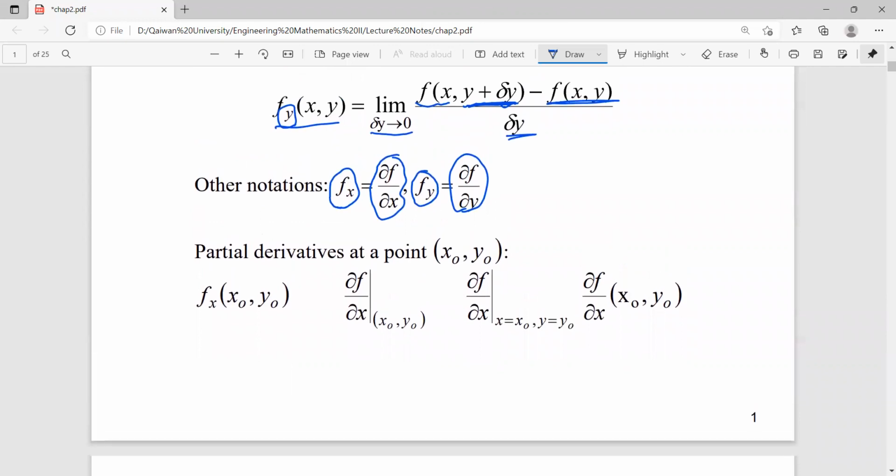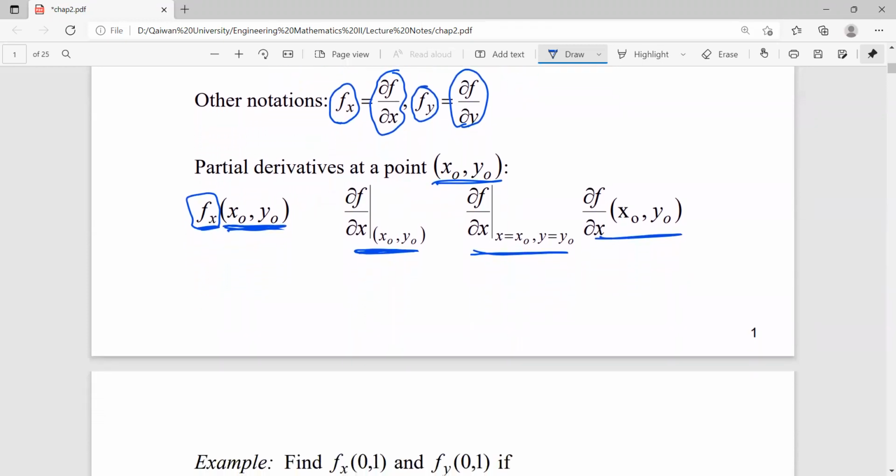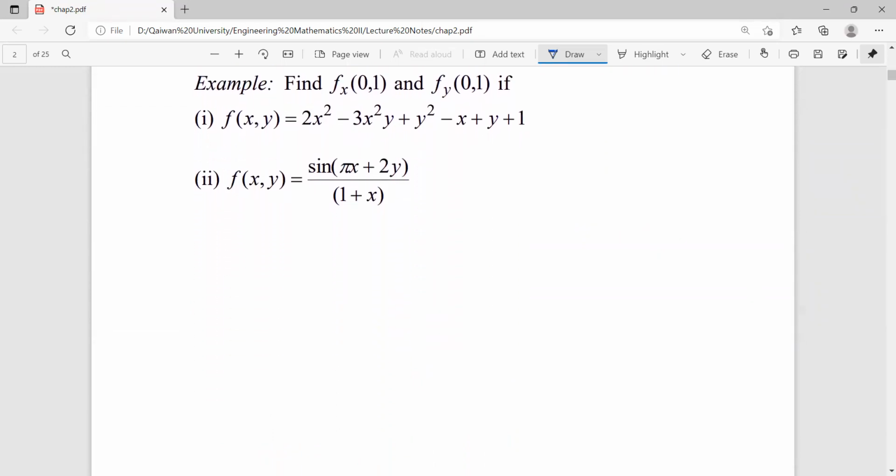And for finding the partial derivatives at the point x naught, y naught, we first take the partial derivative. For example, if we want to find f sub x at x naught and y naught, we should first take the partial derivative with respect to x and then plug this point into the result. We can also write it like this, or like this. These are the notations of f sub x at a point, and it's the same for f sub y at a point.